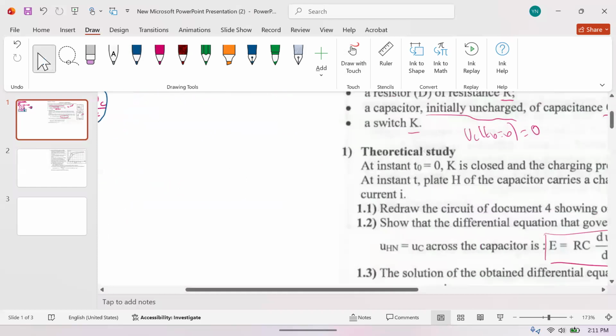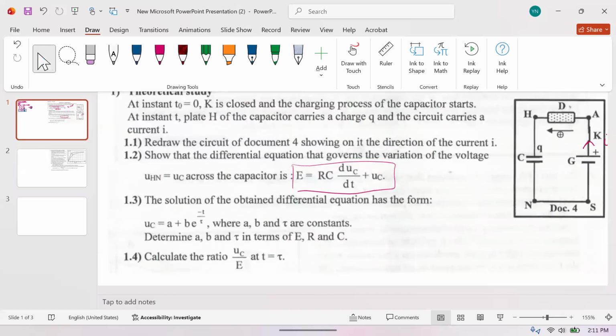Now, the solution in 1.3, the solution of the obtained differential equation has the form A plus B e to the minus t over tau, where A, B, and tau are constants.